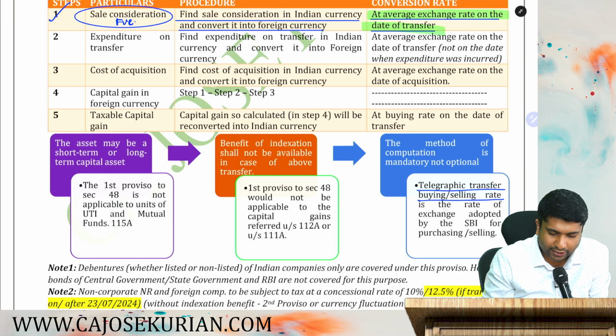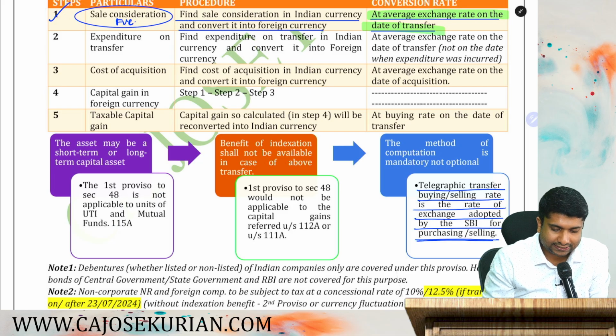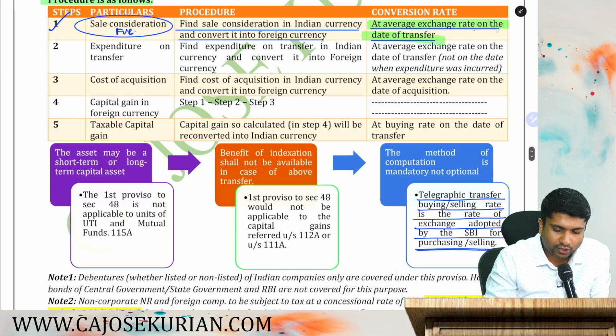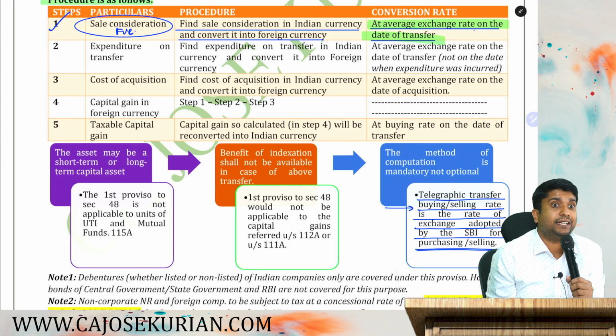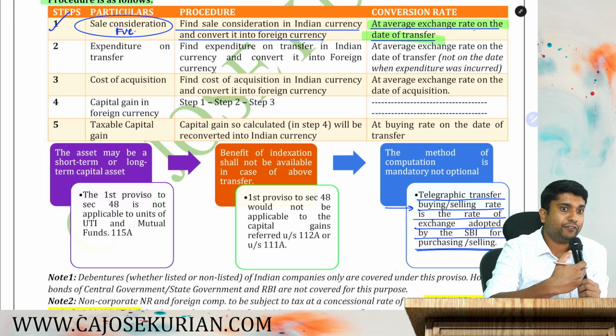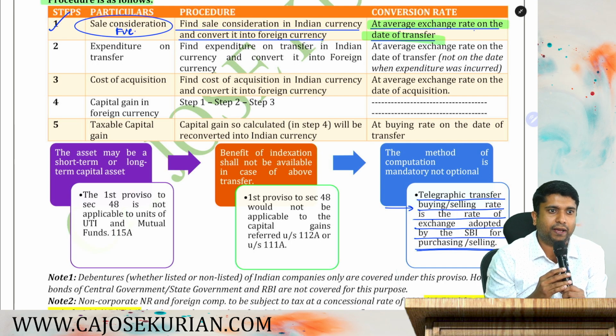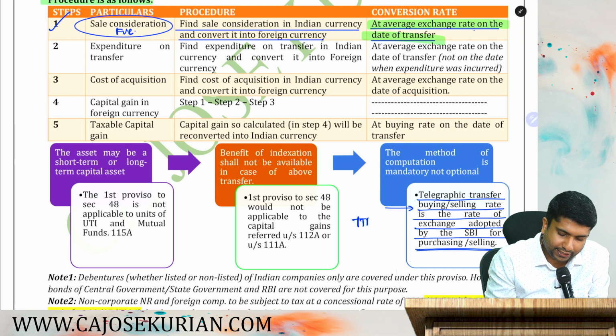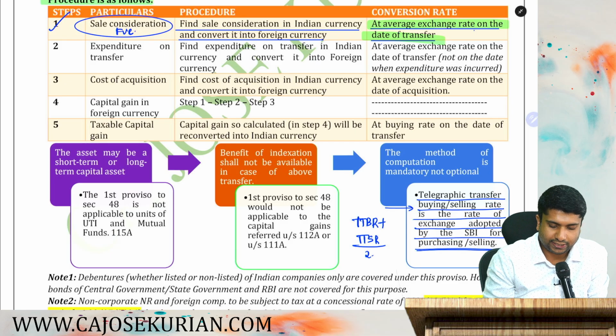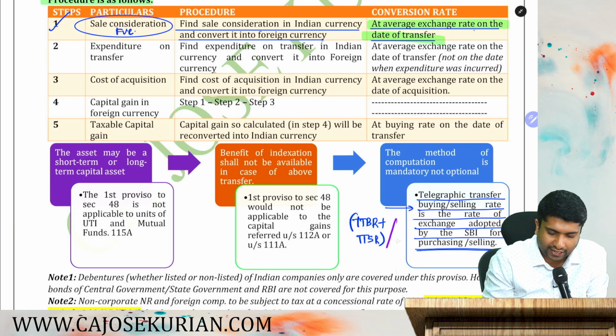Telegraphic transfer buying rate or selling rate is the rate of exchange adopted by the State Bank of India for purchasing and selling. You take the average on the date of transfer, the average exchange rate. What is average exchange rate? You take the average of TTBR and TTSR. What is TTBR? Telegraphic transfer buying rate notified by State Bank of India. What is TTSR? Telegraphic transfer selling rate notified by the State Bank of India. So you take TTBR plus TTSR divided by 2, and you will get the average exchange rate as on date of transfer.